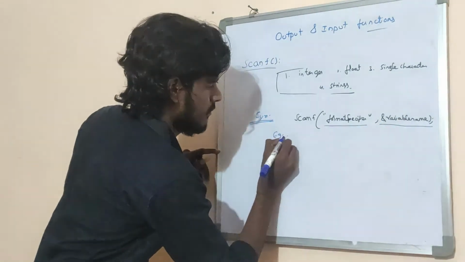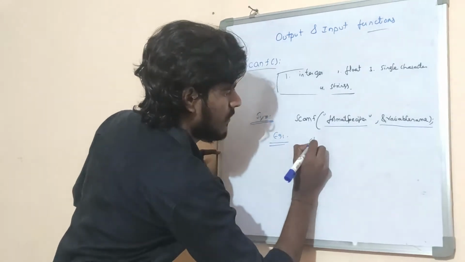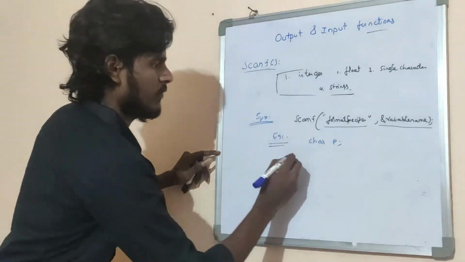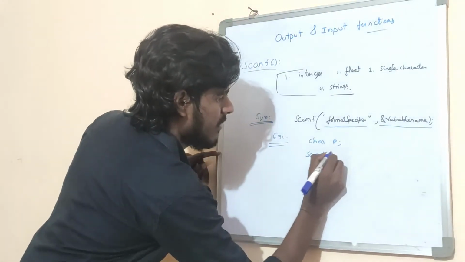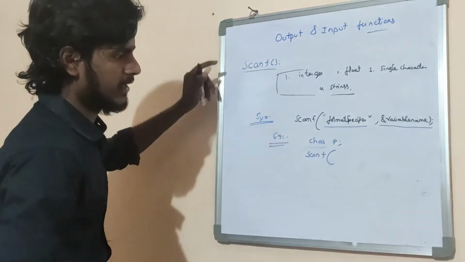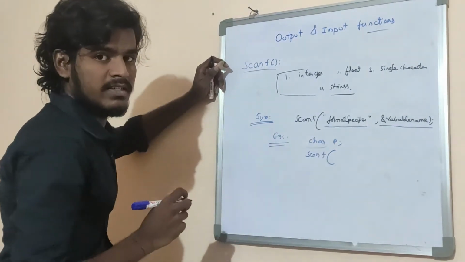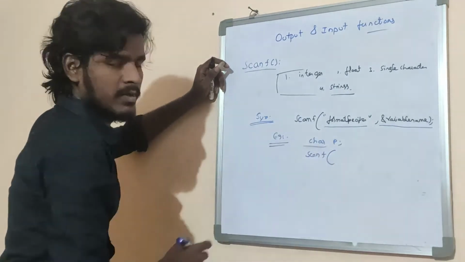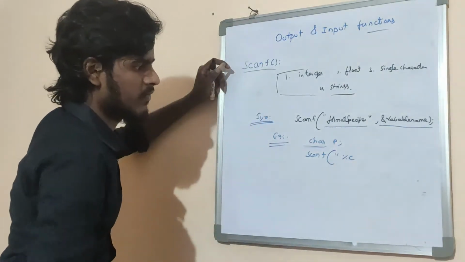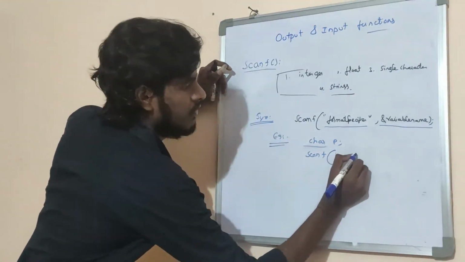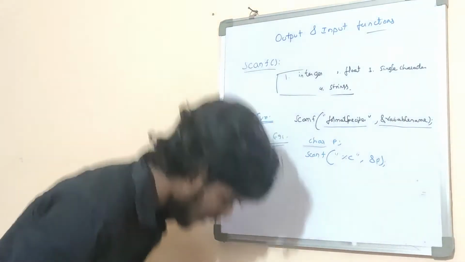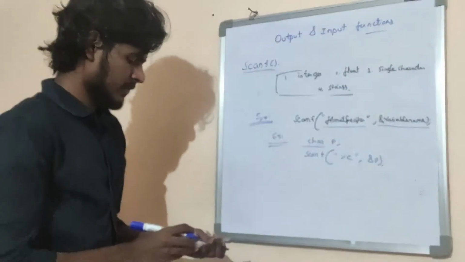Example, char p. Okay, scanf. What is the format specifier for a single character? In the previous session we discussed format specifiers. %c is the format specifier for a single character, and address of p. This is the format.